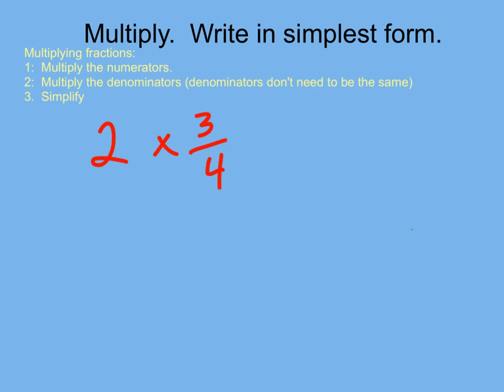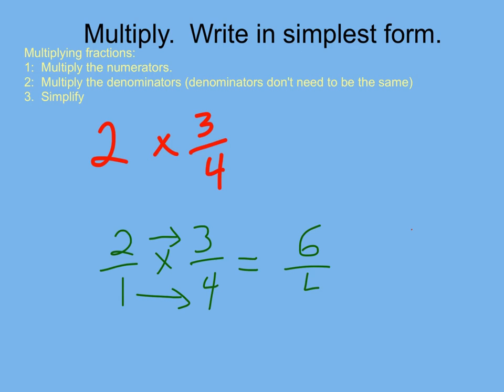So in this problem, I'm going to multiply a whole number, so 2 times 3/4. So the first thing I want to do is write my problem out. Remember, 2 as a fraction is 2 over 1, 2 wholes, times 3/4. Now I multiply my numerators, so 2 times 3 is 6. And now I multiply my denominators. 1 times 4 is 4. Now we know our last step is we always want to simplify. So I see both of these are even numbers, so I know I can divide both of these by 2, which gives me 3 halves.